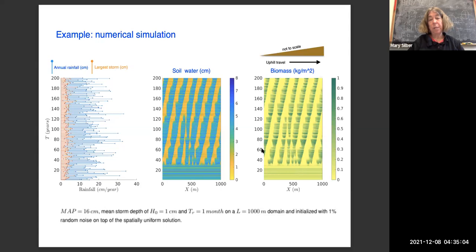And then these next 2 plots are space-time plots. On the horizontal is our 1 kilometer long domain, and the vertical is the 2 centuries of the simulation. Our initial condition here was uniform vegetation with just a little bit of noise on top of that to trigger the pattern formation process. Again, plus X is the uphill direction. The parameters were chosen on an assumption that the slope was about 0.5% and uniform.